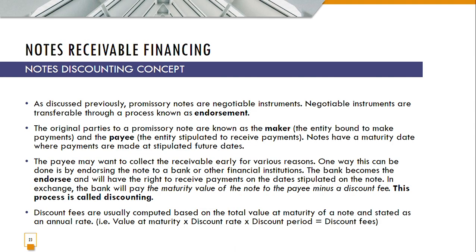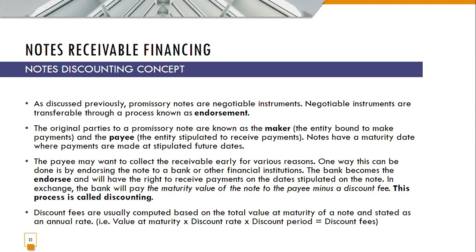We discussed in previous lessons that promissory notes are negotiable instruments. This means that they can be transferred through a process known as endorsement. The original parties to a promissory note are the maker and the payee. The maker is the one who issues the note, so they're the ones bound to make payments to the payee. The payee receives this payment.